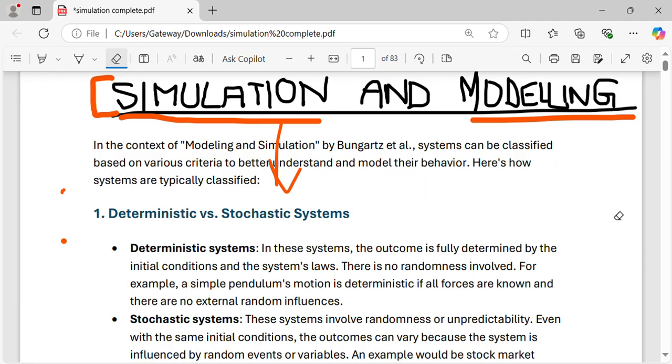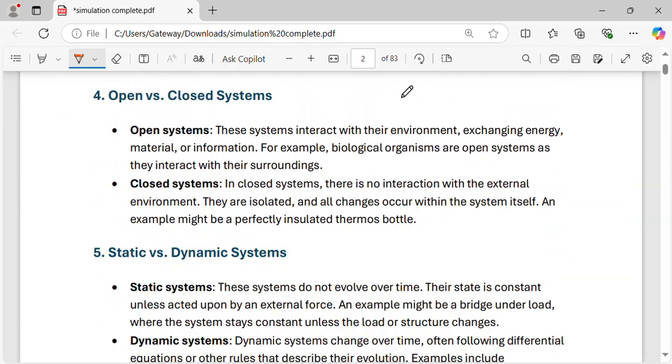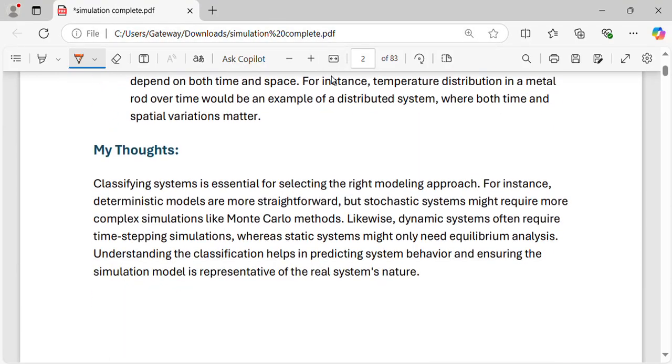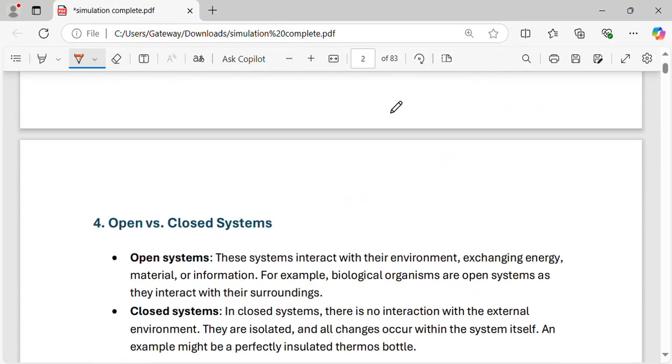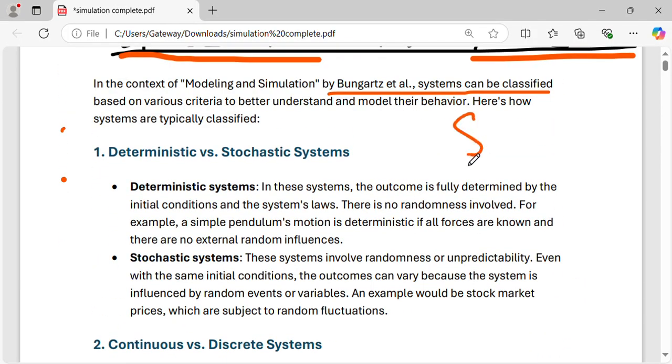Now let's talk about what kind of systems we can simulate or basically model, right? And it is a book by Bangarts, right, which I'm taking into context to understand about the simulation and modeling. Okay, so these are the types of systems here that we are going to study, and there are like 6 types being described here.